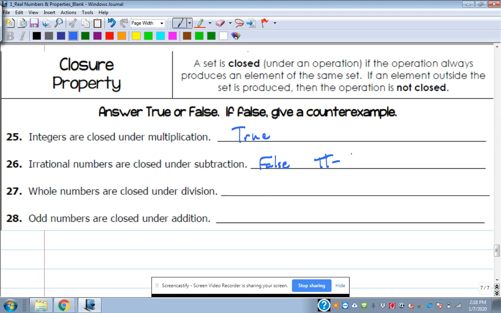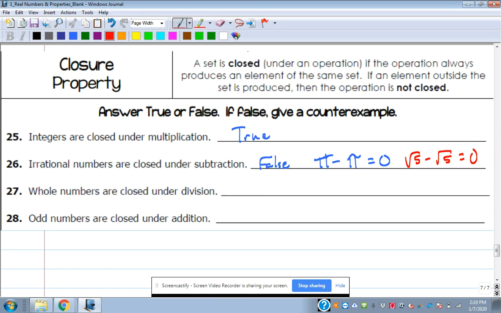Pi minus pi was the example that was given, and 0 we know is not irrational. Another example might be square root of 5 minus square root of 5. There's tons of counterexamples for that one, but you only need one. You just need one case where it doesn't work and it's false.